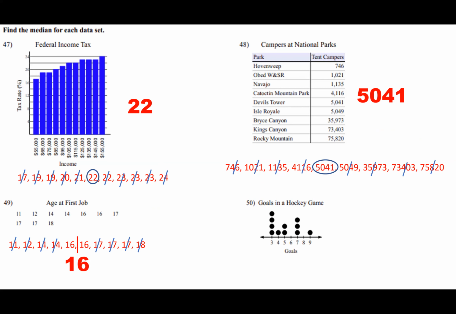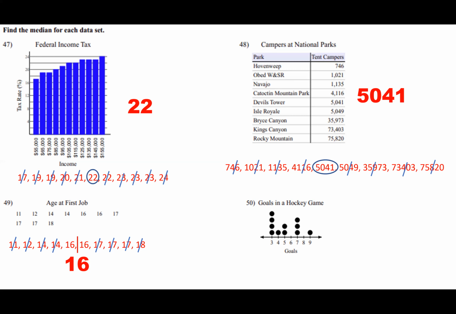Now, if the numbers were different, because sometimes that will happen, I have 2 numbers in the center and it's not the same number. What I will do, I will add the 2 numbers and divide it by 2. I can do it in this case as well. 16 plus 16 is 32. Divided by 2 is 16. Right? Add the 2 numbers divided by 2.